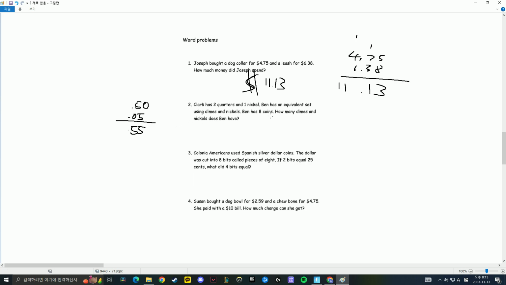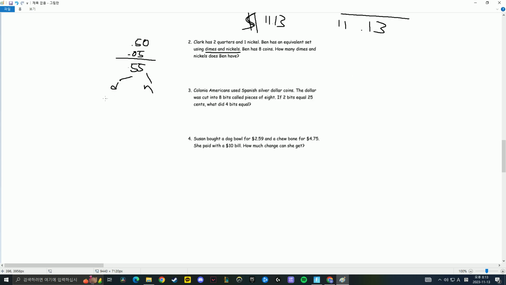And Ben has 8 coins, which is dimes and nickels. So let's try to split it into dimes and nickels. Let's try 3 dimes and 5 nickels. So that'd be 3 times 10, that's 30. And then 5 times 5 is 25. So if you add this, it should be equal to 55. So that'd be 55. Oh, so we got it on the first try. So he has 3 dimes and 5 nickels.